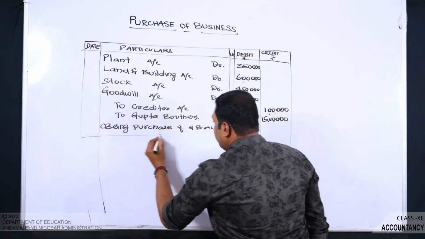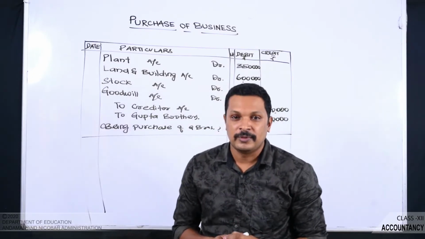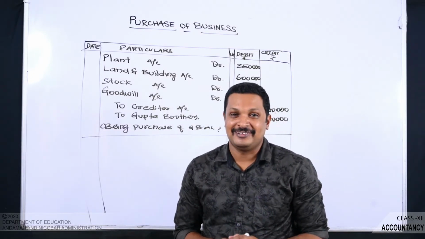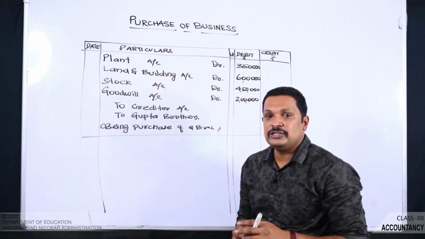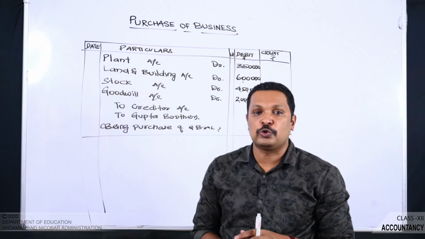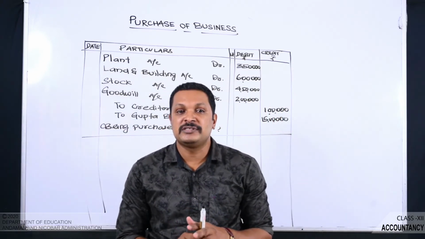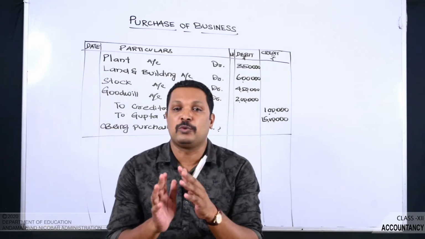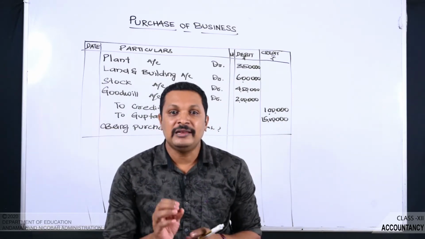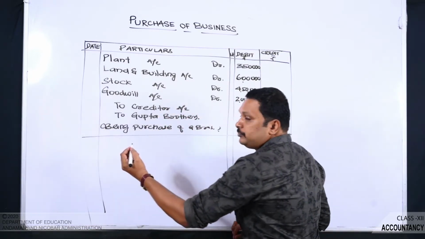What is the second one? In return, we have to issue shares. No, we are not going to issue cash. We are going to issue only shares. Whether we issue shares at premium or discount, go through the question. Nothing is given about that. So it means that we issue shares at par only. So now issue shares to Gupta brothers.